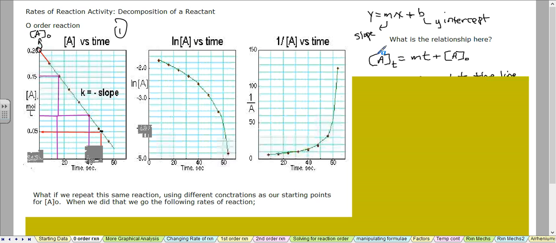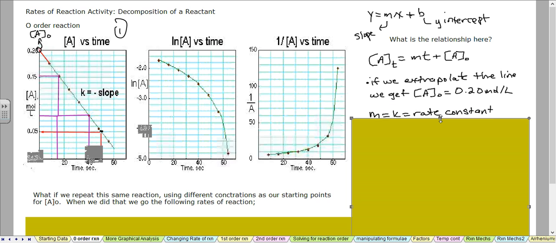And so we can see that we can derive a relationship for the concentration of our reactant at any time frame is going to be equal to the slope of the graph times the time added to the initial concentration. So let's take a look at what our values should have been. Initially we determined that by extrapolating the line that our initial concentration is 0.2 moles per liter. Awesome. So that's our b right there, what our y-intercept would be.